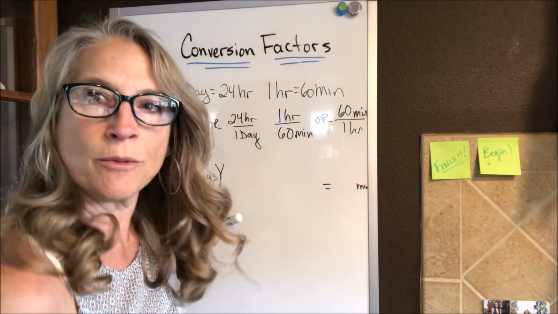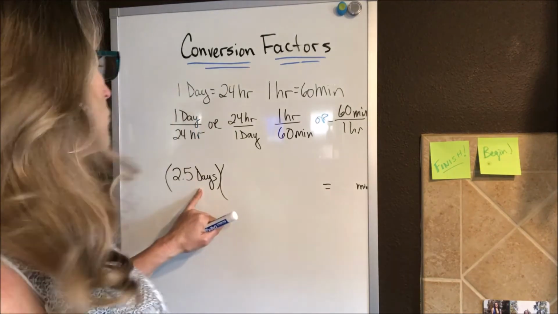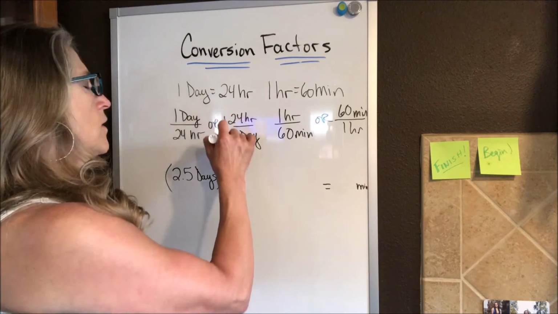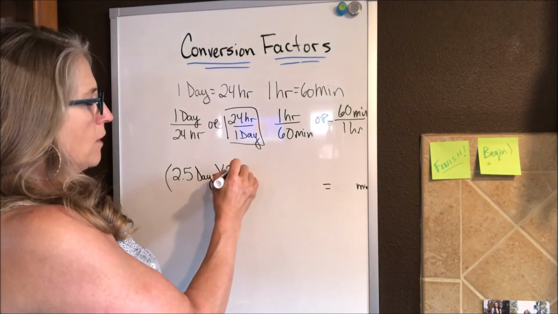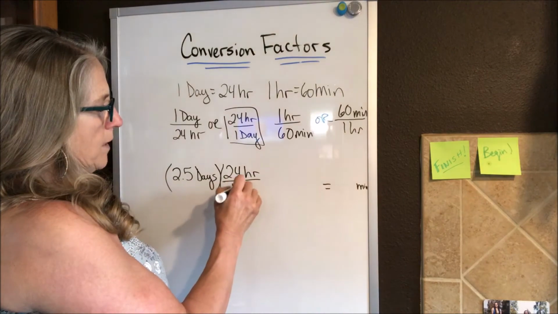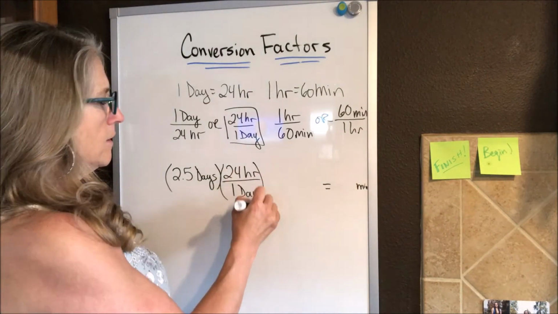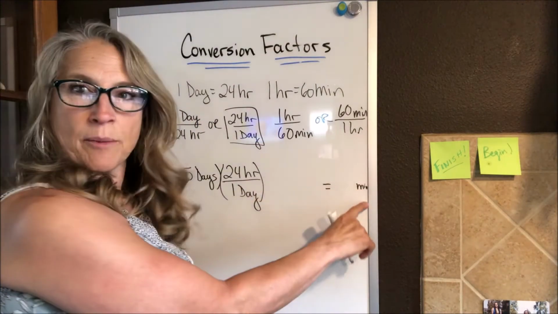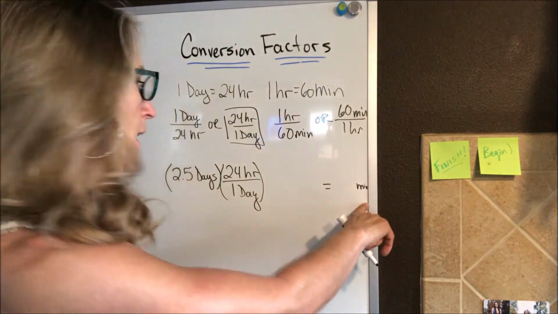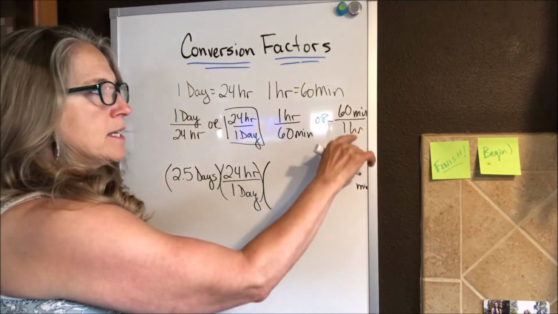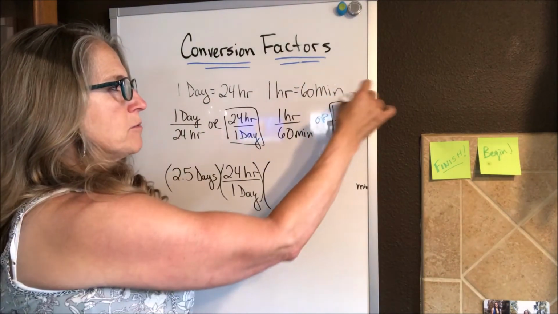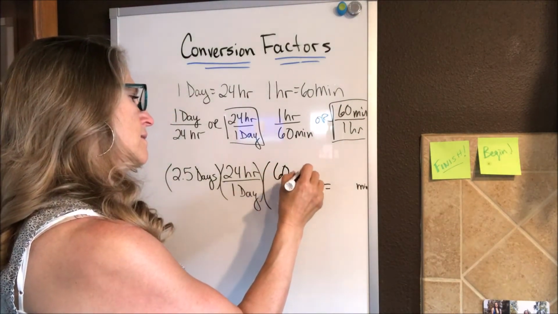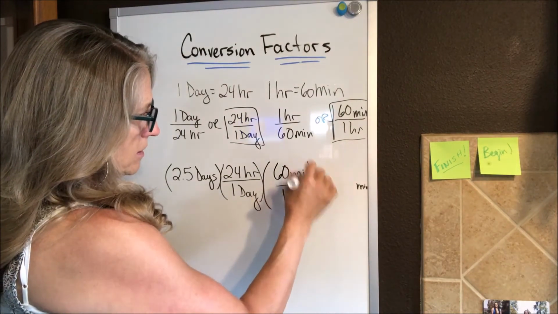So the first thing I have to do is convert my days to hours. I'm going to have my hours in the numerator. So which one of these am I going to use? I'm going to use this one right here: 24 hours over 1 day. And then I want to convert my hours to minutes because that's what I want to end up with over here. So I want minutes in the numerator. This is the one that has minutes in the numerator, so I'm going to put 60 minutes and 1 hour.